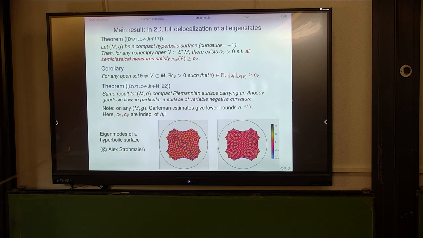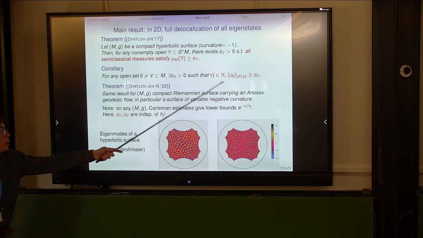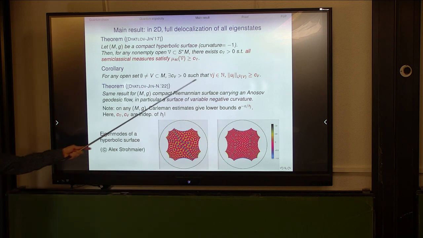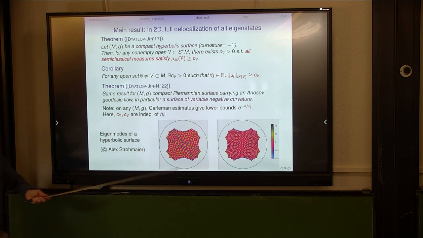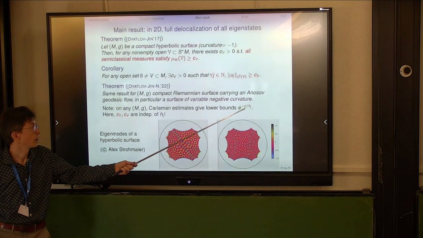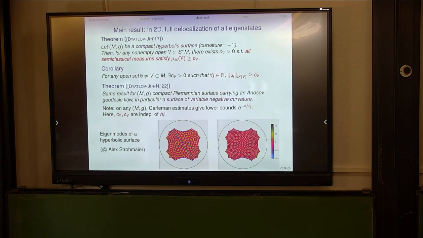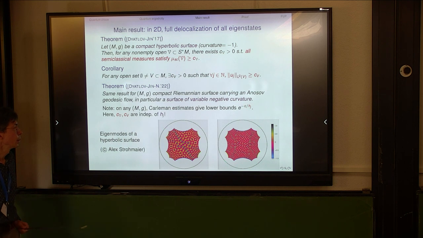Okay, the main non-trivial thing is that this bound here is independent of the frequency. So on any surface, there is a lower bound for the mass of the eigenmode on some open sets. But the bound usually depends in this way on the frequency. This is proved from Carleman estimates or from quantitative unique continuation estimates. Okay? But here the non-trivial statement is that the bound is independent of the frequency.